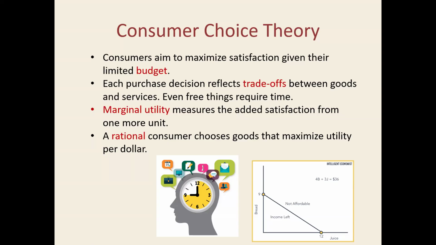Therefore, all of our choices, even if we don't pay for them with dollars, require a sacrifice or have an opportunity cost. And at the bottom right, this is represented using what we call a budget line. So here an individual is making a choice between bread and juice. This individual has $36 available to them, and they can buy up to 9 loaves of bread or 12 glasses of juice. Now, any point on the budget line is something that they can afford.